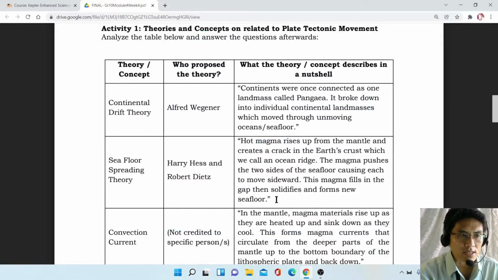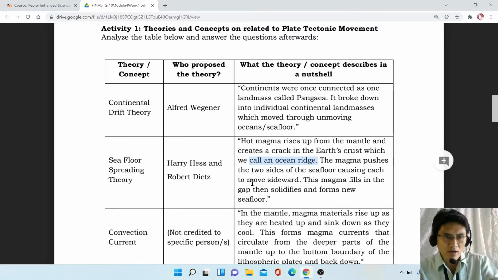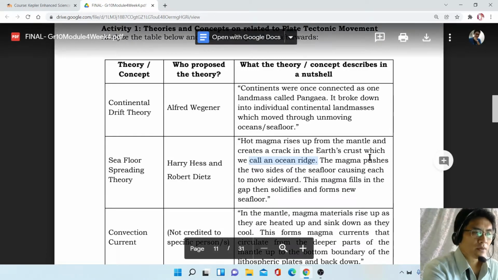So in their concept, they thought that hot magma rises from the mantle and creates a crack in the Earth's crust, which we call an ocean ridge. The magma pushes the two sides of the seafloor, causing each to move sideward, spreading the seafloors. And this magma fills in the gap, the crack, and solidifies and forms new seafloor. Okay? So, they thought that there is this process that is creating the new seafloor.